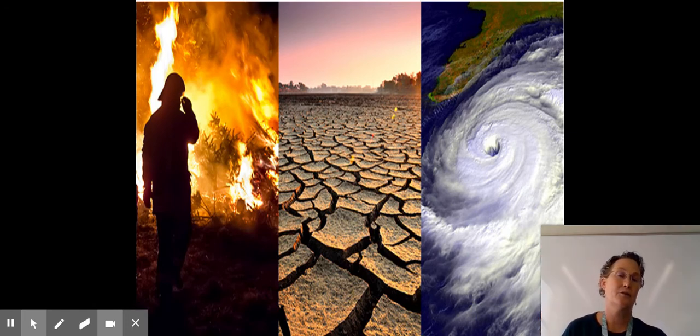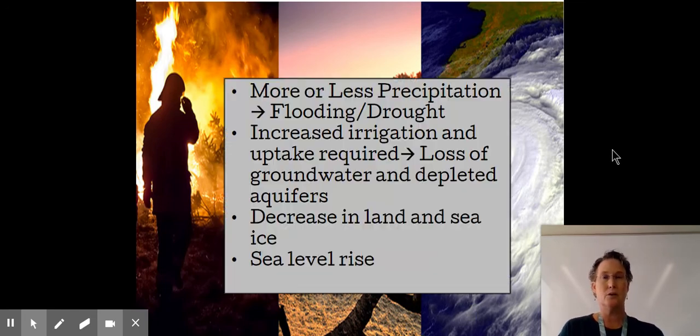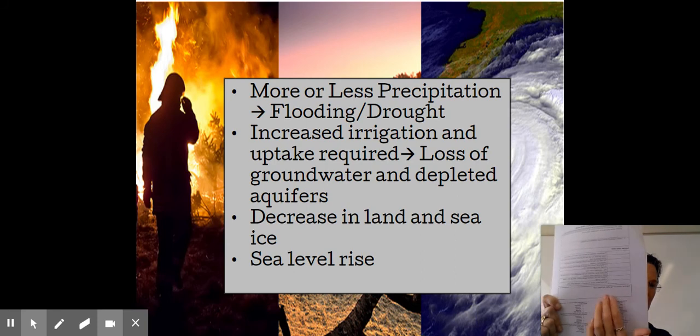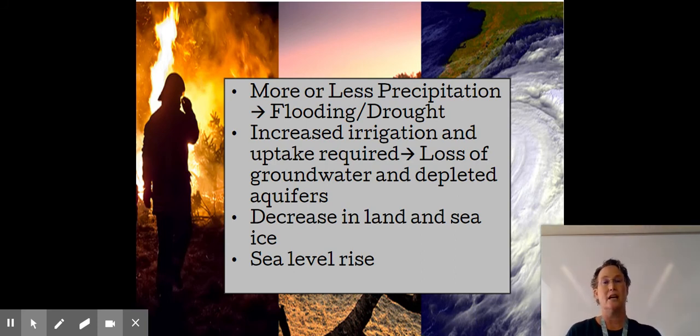It also makes for bigger storms and hurricanes, all of which, unfortunately, we are living through right now. We've just gotten out of a drought and we are living through breathing the smoke and hurricanes in Florida. So there's more or less precipitation leading to flooding and drought. This is what you're actually writing in here. There's increased irrigation and uptake required because things are dry, so we have to pump more water out of the ground to water the crops or to get water to people's homes.